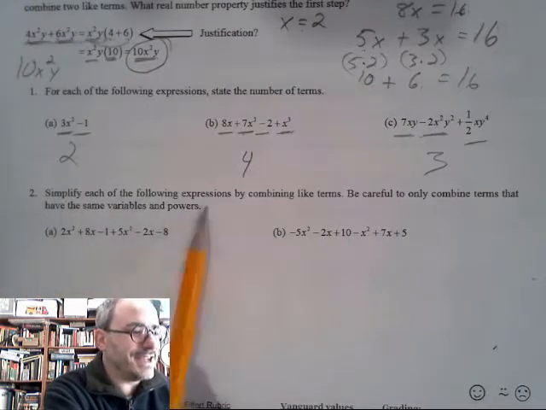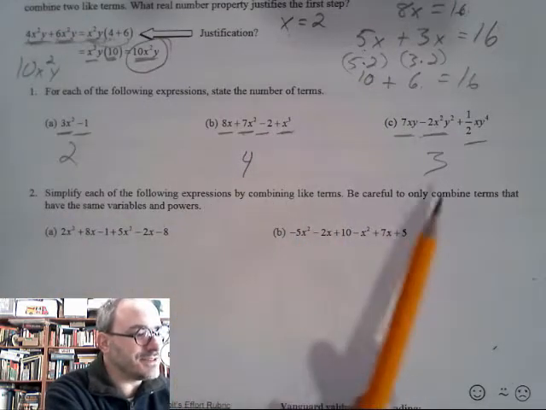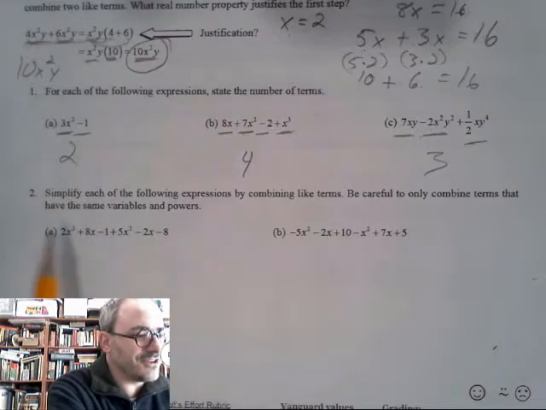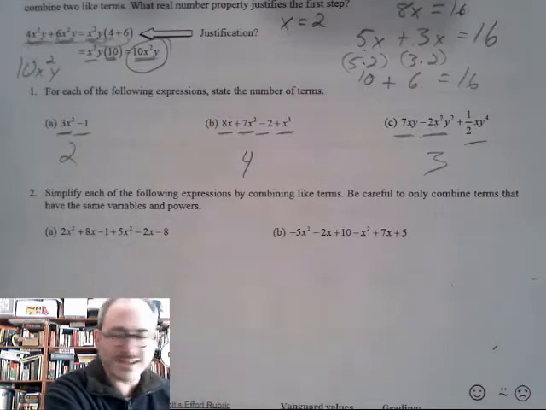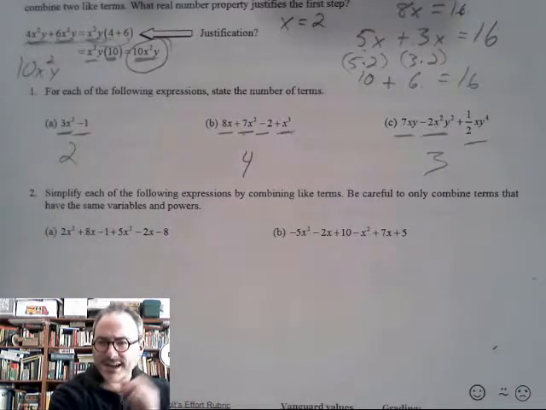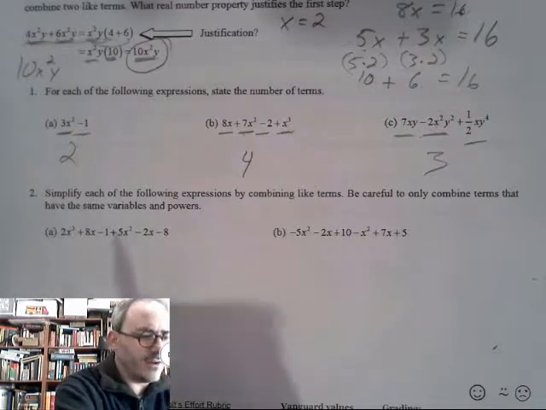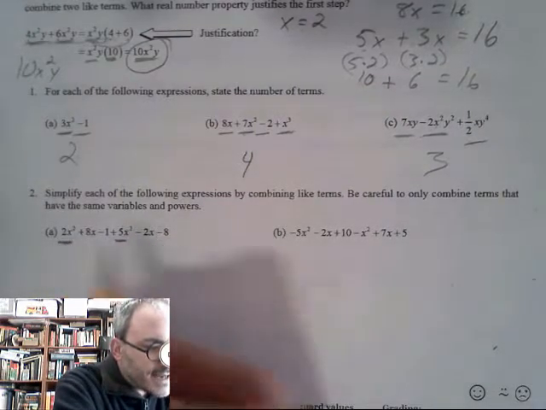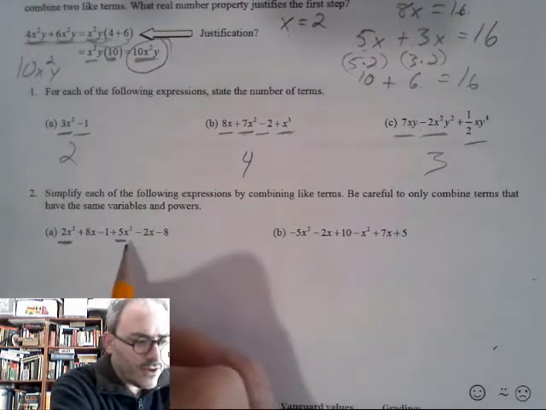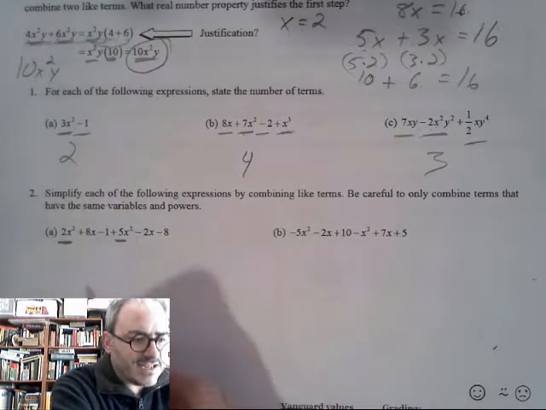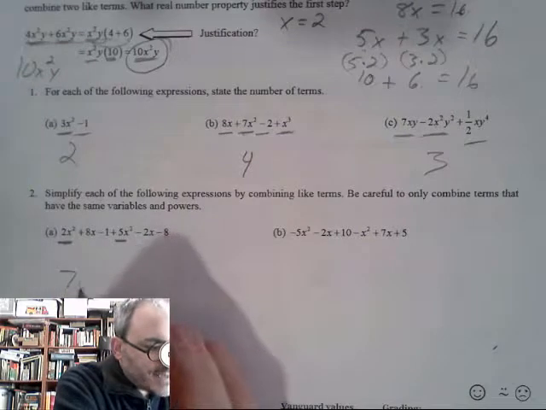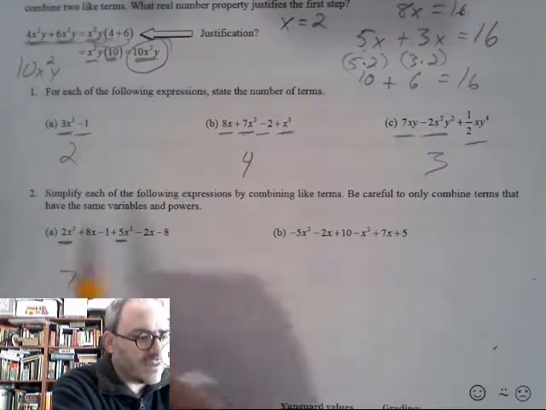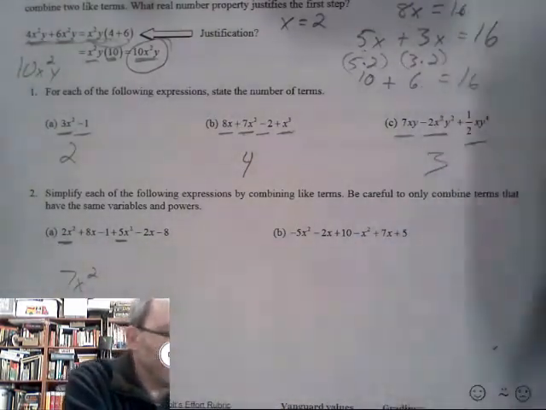All right. Simplify each of the following expressions by combining like terms. Be careful to only combine terms that have the same variables and powers. So we're going to simplify these by combining like terms. All right. So where are my like terms? Well, I see an x to the second and an x to the second. I can combine those. They have the same variable to the same exponent. So that's 7x squared. 5 plus 2 is 7x squared.